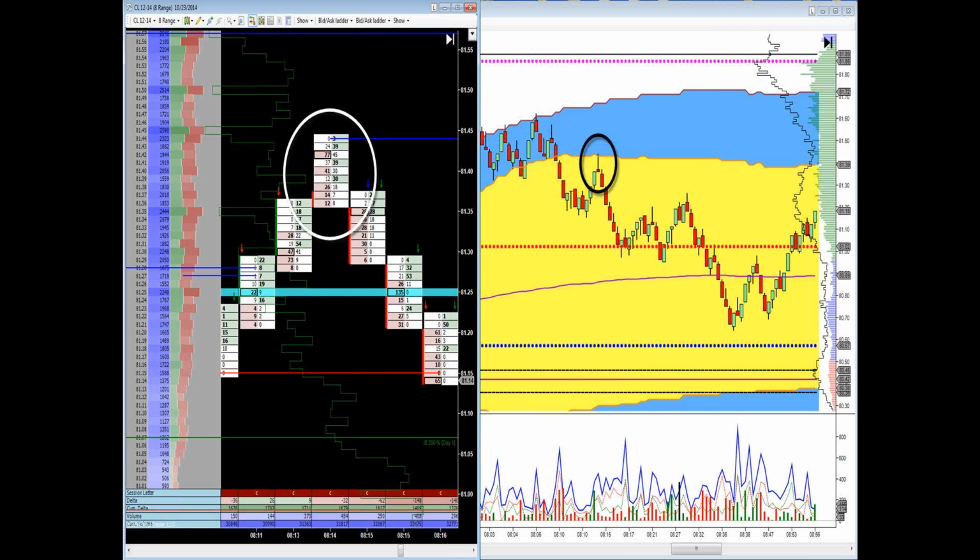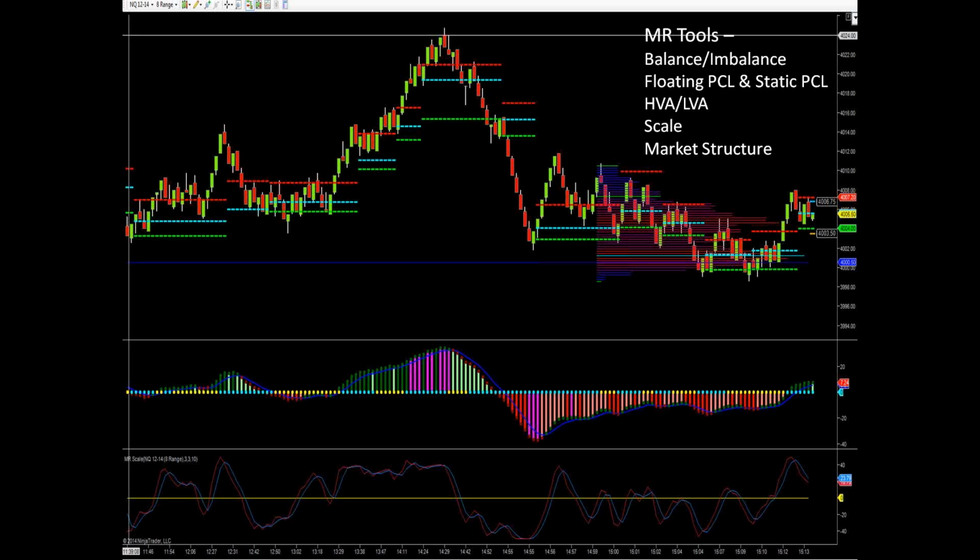So what I'm looking at here, these are the MR tools, and these are more dynamic, and this goes hand in hand with the order flow stuff. So you'll see these red, blue, and green lines, and right here is the market structure, basically telling us the areas where we've got a high concentration of volume.